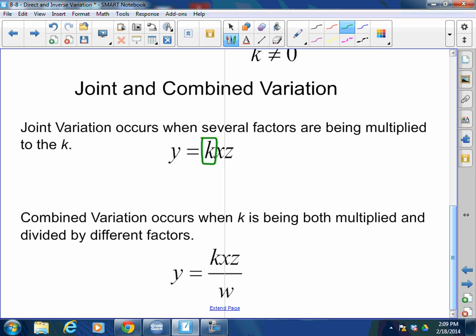Combined variation occurs when k is being both multiplied and divided by different factors. Combined, think about it, it's a combination of direct and inverse. The direct combination is up here because they're multiplying. The inverse combination gets affected down here because it's a division. Does that make sense? So joint, you're multiplying everything to the k. Combined, multiplication and division. Direct variation, multiply. Inverse variation, divide. Before you stress out, let me show you how easy this is with examples.